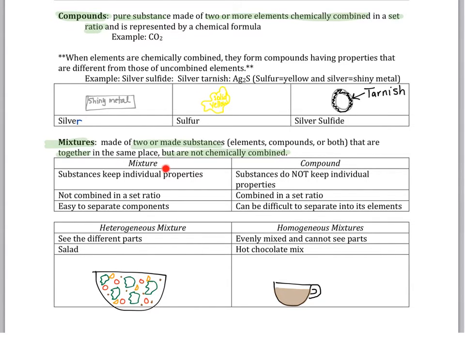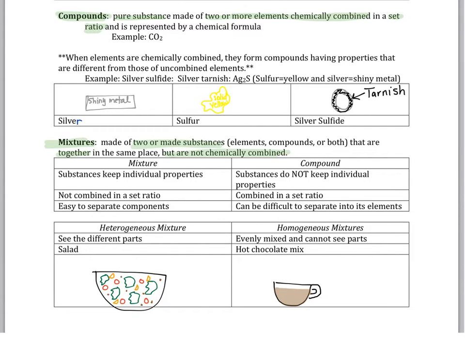A mixture is different than a compound for three major reasons. Number one, in a mixture, substances keep their individual properties. However, in a compound, the substances do not keep their individual properties. In a mixture, they are not combined in a set ratio, whereas in a compound, they are combined in a set ratio. And finally, a mixture is easy or relatively easy to separate its components. A compound can be difficult to separate into its original elements.